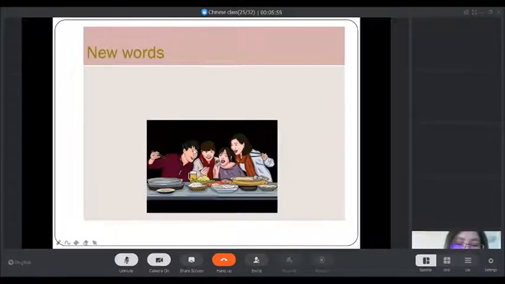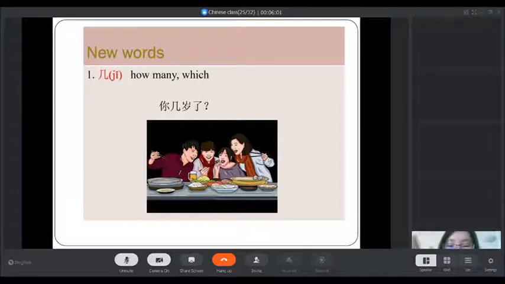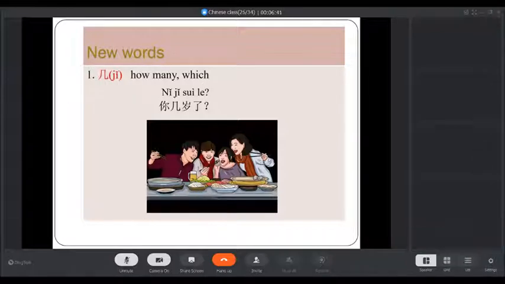Let's see it one by one. The first one, 几, we have learned it in last lesson. 你几岁? 几 means how many, which. Ask about the number, lesson 10. So for example, if we say 你几岁了, that means how old are you? So here we also can ask how many people, we also can say 几个人. 几, 你几岁了? How old are you?